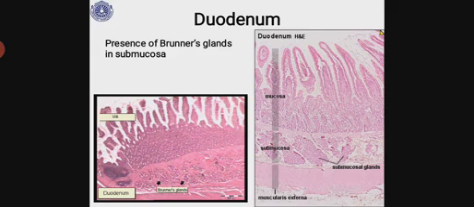Duodenum. It will contain the presence of some specialized glands called Brunner's glands, especially in the submucosal layer. So here you can come across these Brunner's glands. The number of these Brunner's glands is higher in the duodenum.